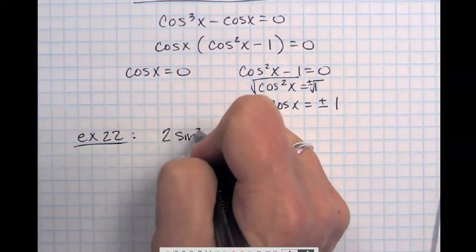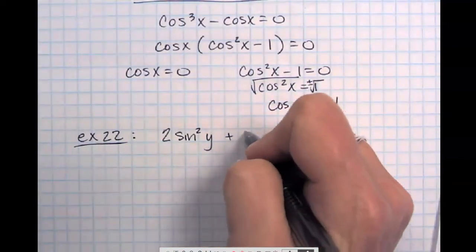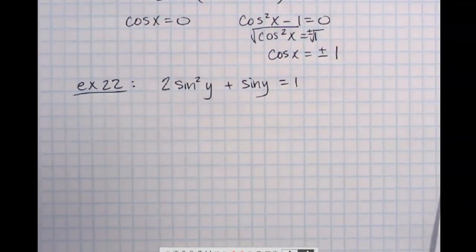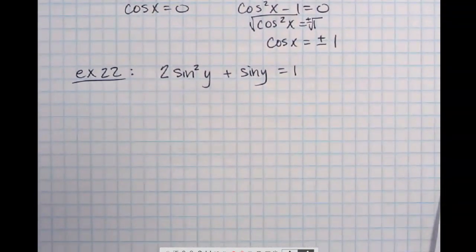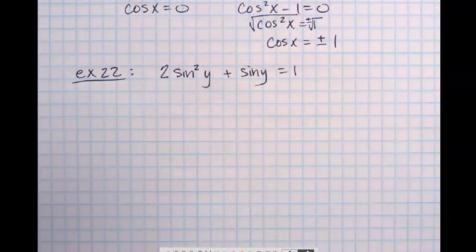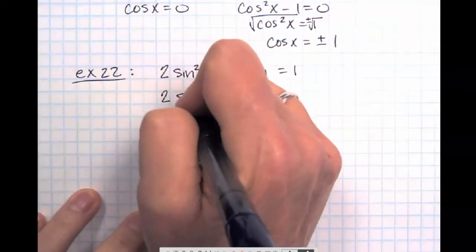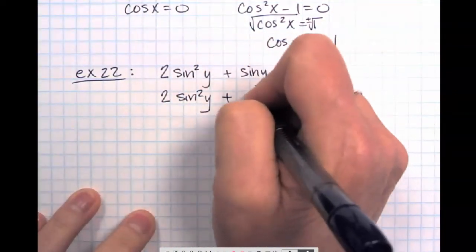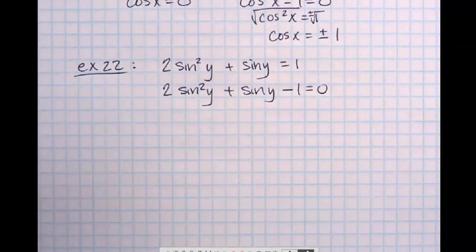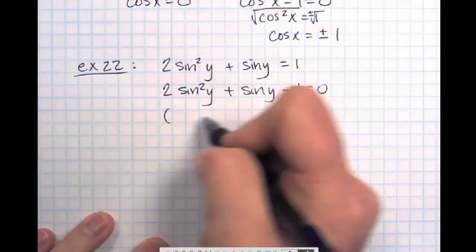Two sine squared y plus sine y equals 1. What do you think we should do? What did you say? Subtract 1, absolutely. I want it equal to 0 because then what will I try to do? Factor. Okay? Alright, is there a greatest common factor? Nope. So let's set up our parentheses.